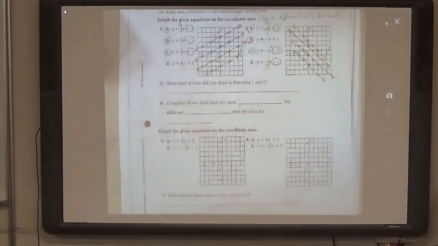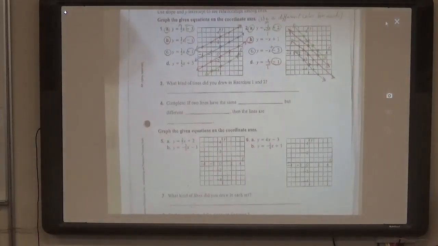Did you know these were going to be parallel? Yes. How did you know? If two lines have the same slope, but they have what? They all have the same slopes and the lines are parallel.